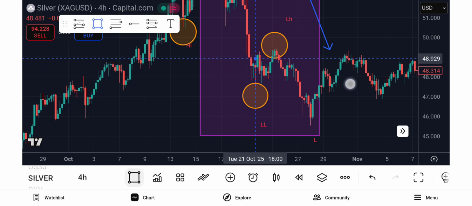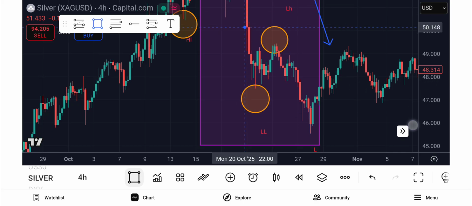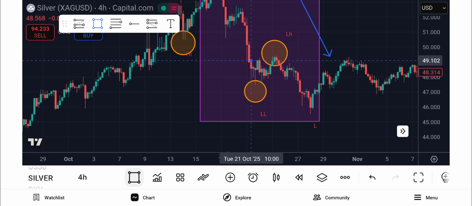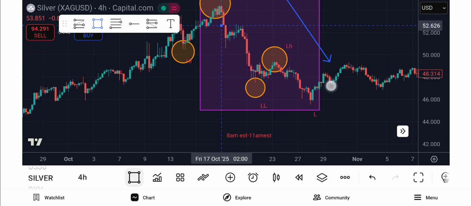So this right here is technically a fair value gap, but it's a tiny fair value gap. So you could probably ignore it, or you could use it. It's up to you. This is a fair value gap here.